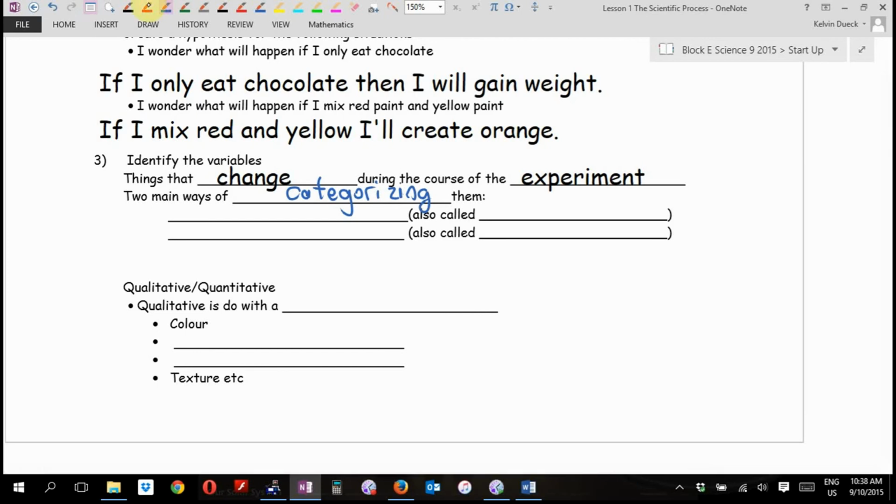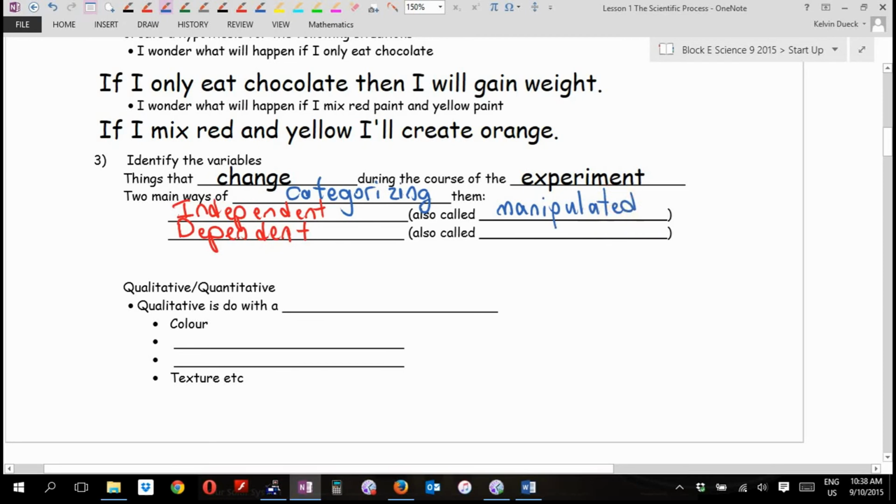And the way we categorize them are independent and dependent. The independent variable is also often called the manipulated variable, and the dependent variable is often called the responding variable.